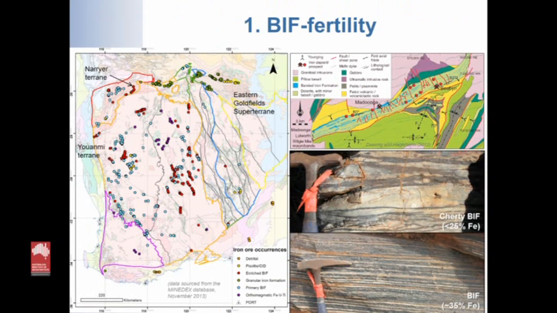So number one, BIF fertility. What we don't really want is a cherty-rich BIF. It's easier to form the end product, which is rich in iron, from one that looks rather like an iron deposit to start off with.